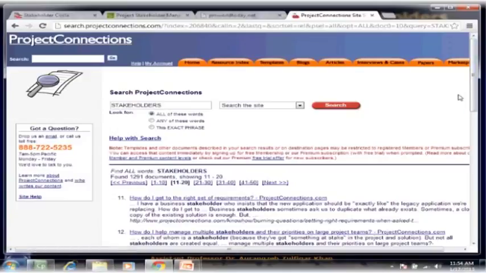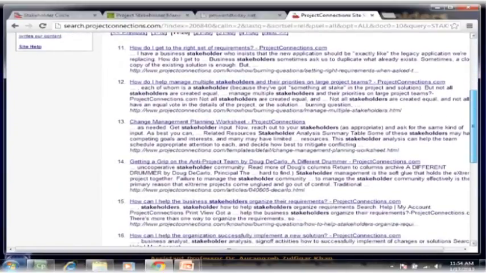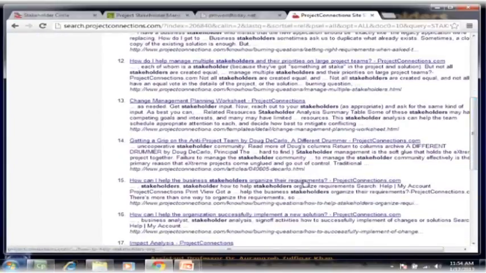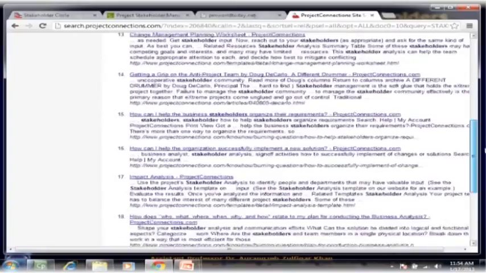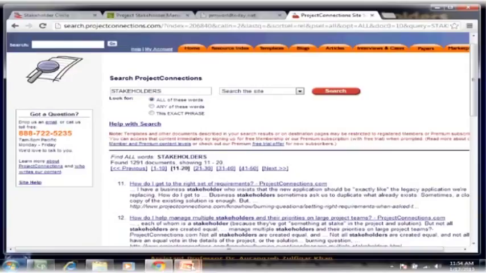These are all things which, later on, when you are working on projects and programs, are the kinds of challenges and issues which you may be facing. So it's very useful to look up these articles, because they are basically written by practitioners who have been through these situations. How can I help the business stakeholders organize their requirements? How can I help the organization implement a new solution? Getting a grip on the anti-project team, etc. And so forth, and so forth.